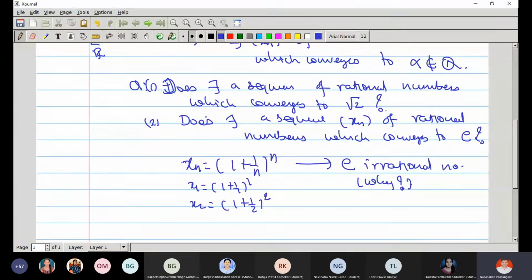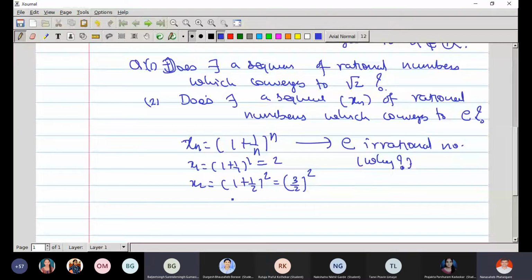Is x1 a rational number? Is x2 a rational number? Yes, sir, all the terms are rational. Each x_n is rational, but it converges to a number which is not rational. Right?